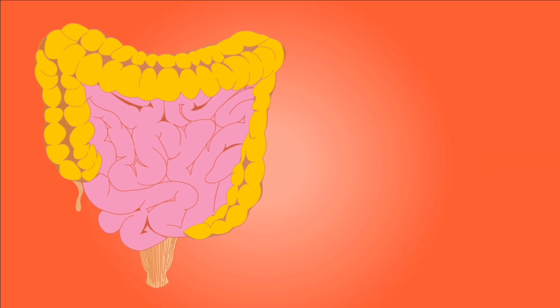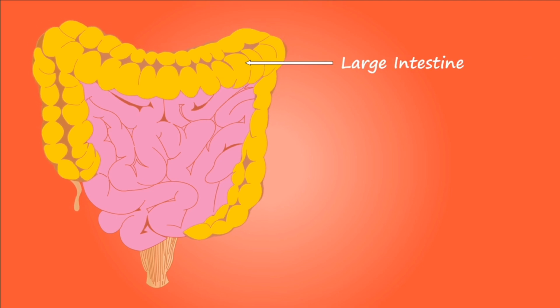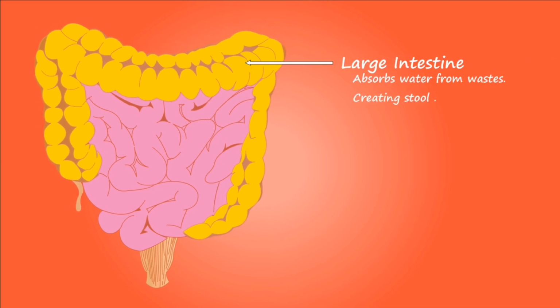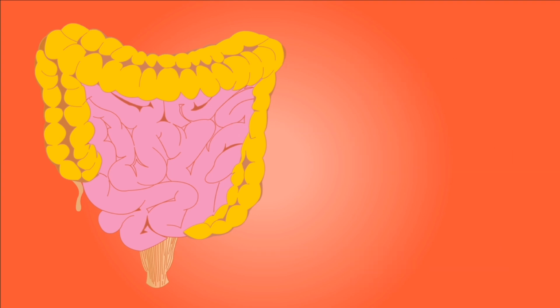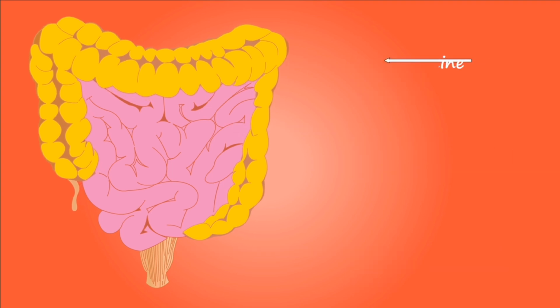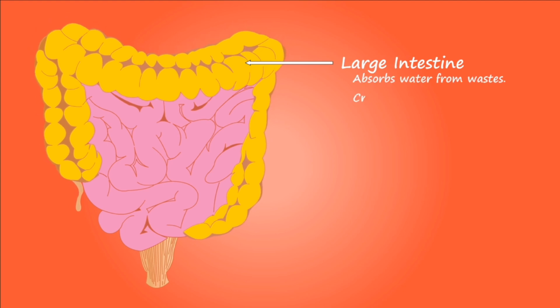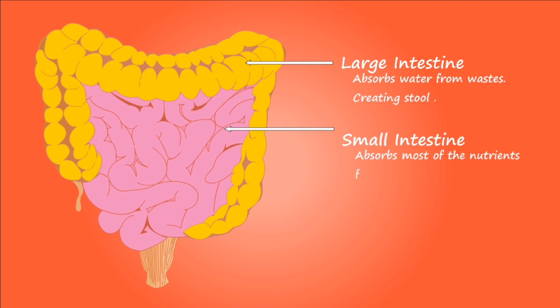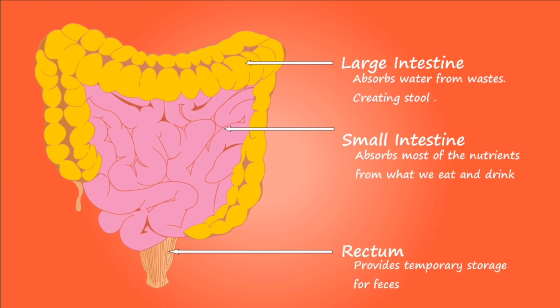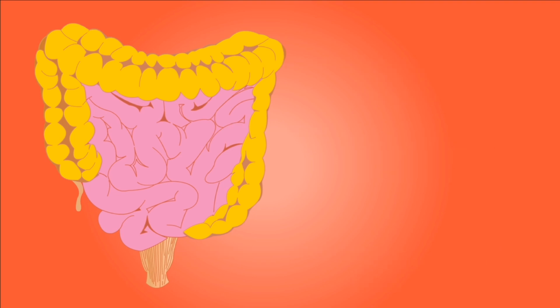The mucosa of the rectum is folded to form longitudinal anal columns. The smooth muscle layer is thick and forms the internal anal sphincter at the superior end of the anal canal. This sphincter is under involuntary control. There is an external anal sphincter at the inferior end of the anal canal. This sphincter is composed of skeletal muscle and is under voluntary control.